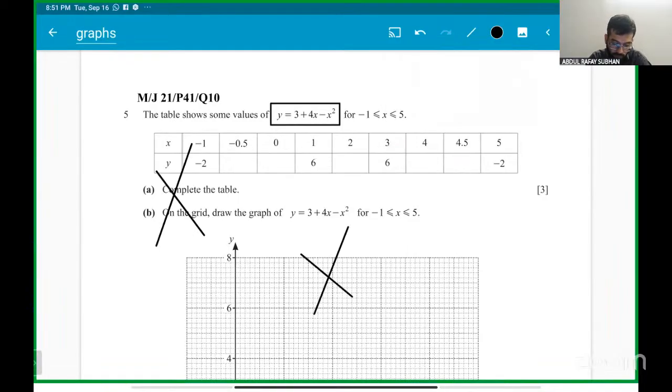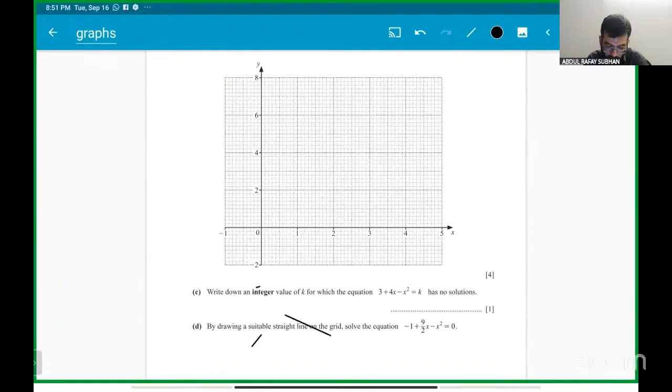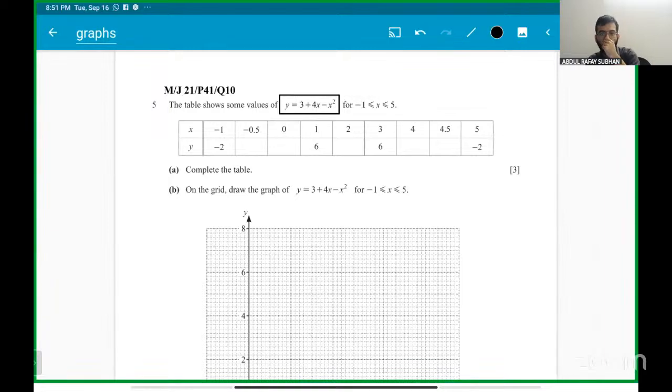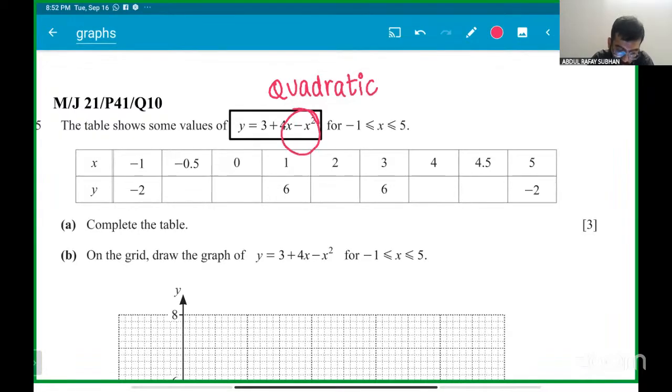The first thing is, what's the graph all about? Which one is it out of the 5? Part C, part D, doesn't matter. What is it all about? The graph, question number 5. Everyone can help me out, let me know. Which graph is it? 3 plus 4x minus x square. Which graph is it, students? Question number 5. Anyone? Come on, it's not difficult, it's very simple. It's a quadratic graph, sir, because the highest power is x square. Is everyone getting it? It's a quadratic graph and the highest power is x square.